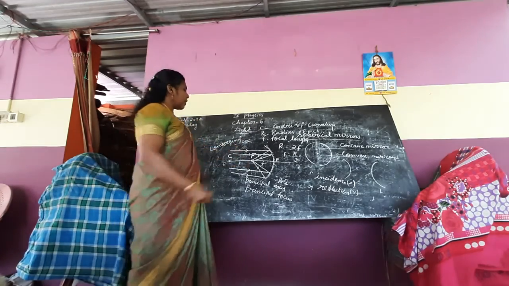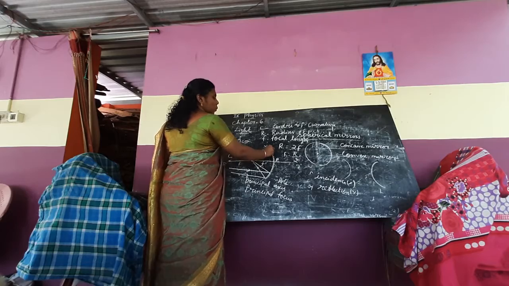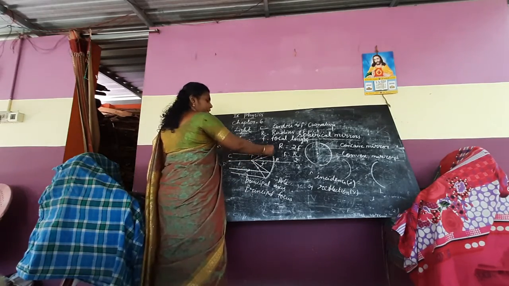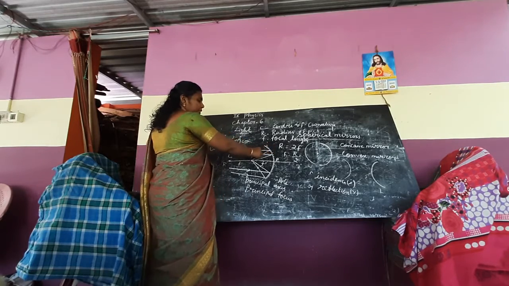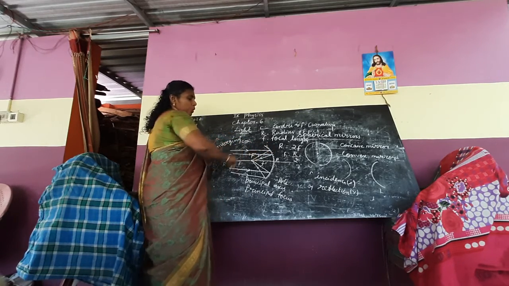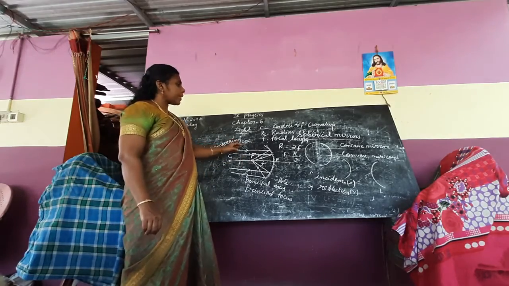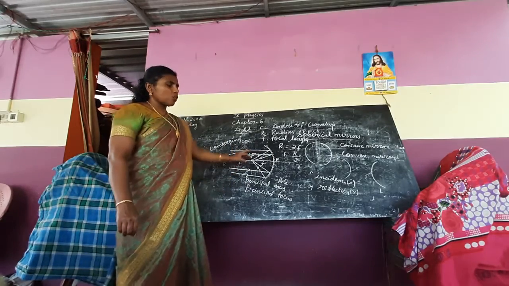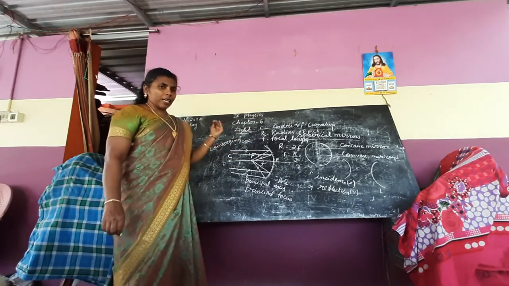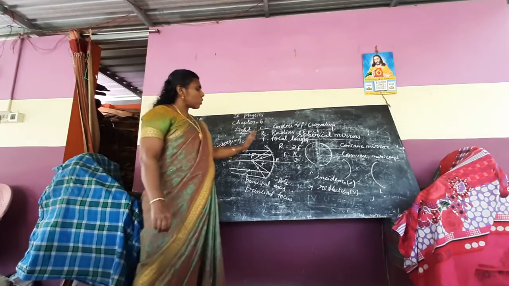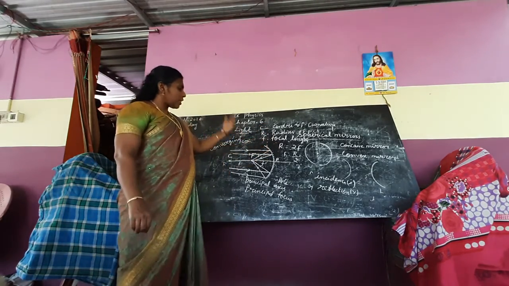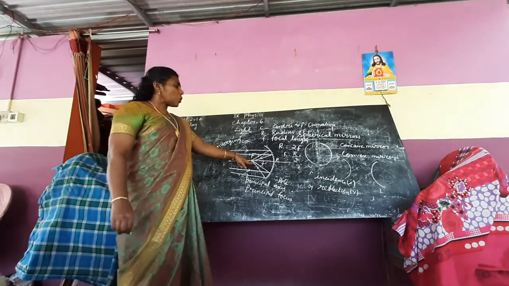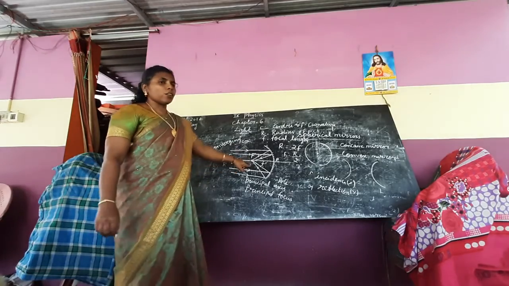Now this is the incident ray. The incident ray falls on the spherical mirror. Which mirror? Concave mirror. After reflection, what happens? It converges to the principal focus here. So the concave mirror is also known as the converging mirror. Why do we say converging mirror? When light falls on the concave mirror, after reflection it will converge. Where will it converge? At the principal focus.